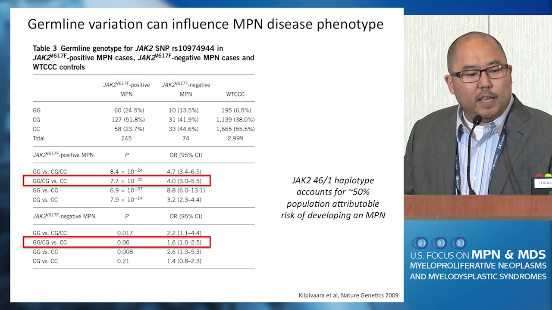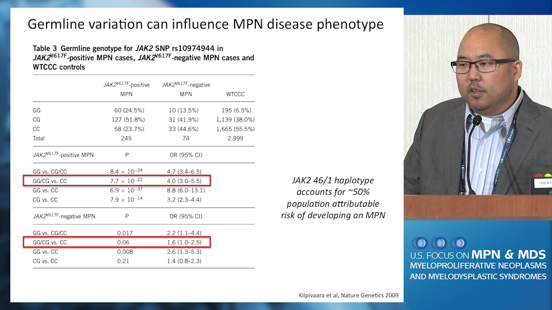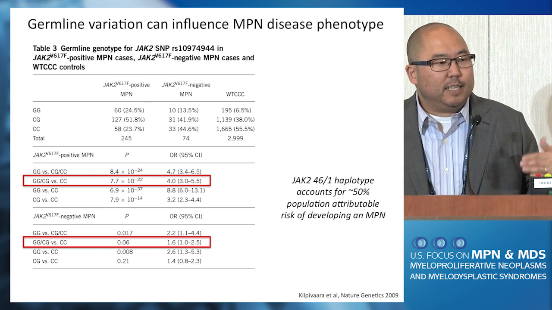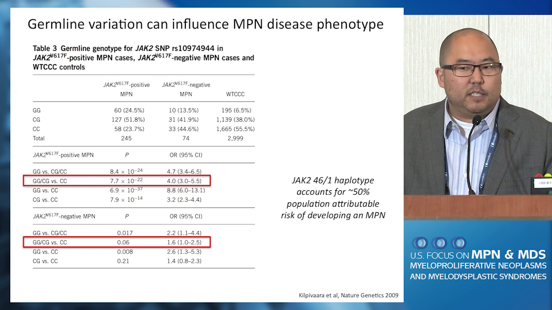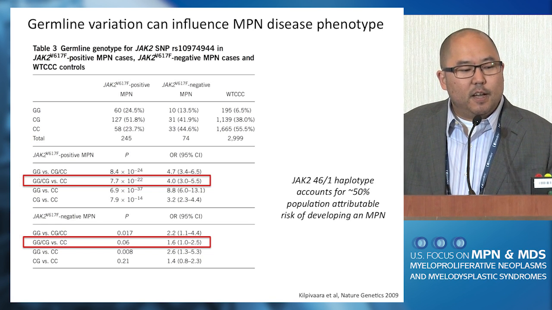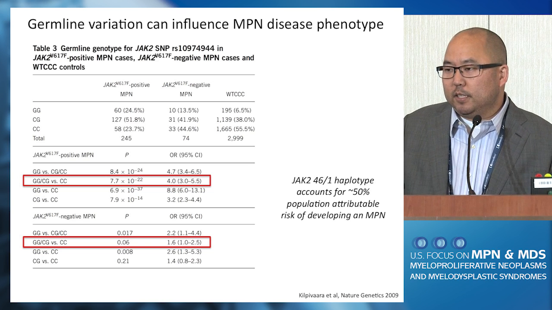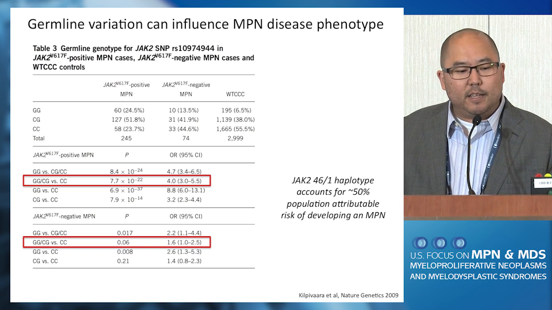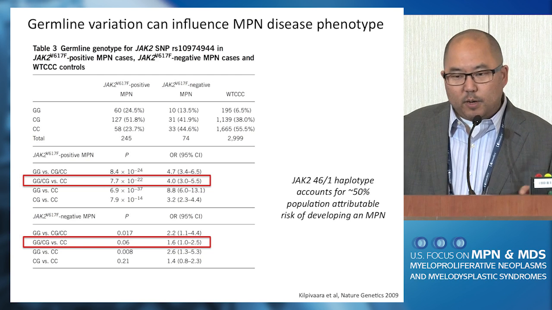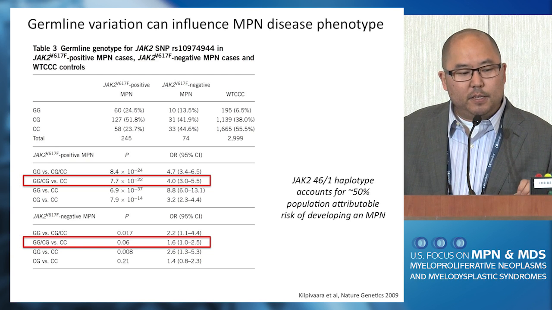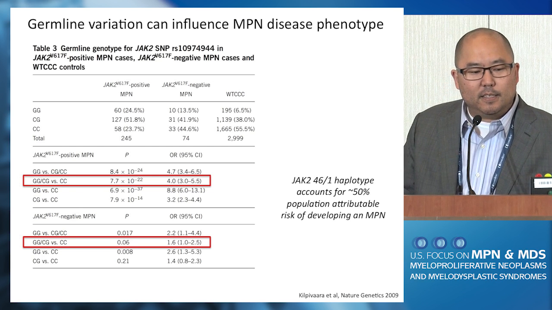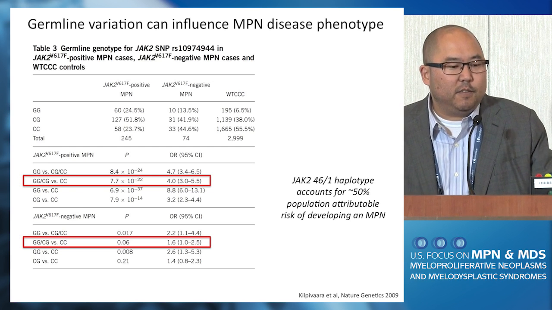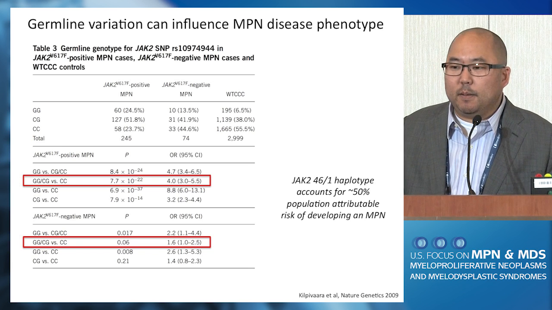And while at first it seemed, well, it's in the JAK2 locus and must specifically cause an increased risk of development of the specific JAK2 V617F mutation, it turns out that this haplotype also, albeit a little bit less strongly, increases the risk of MPN development, even if it's JAK2 negative. So it seems to confer a general risk of increased MPN development, but more so in the JAK2 positive cases. And it's thought that this is now responsible for about 50% of the population attributable risk of developing an MPN.